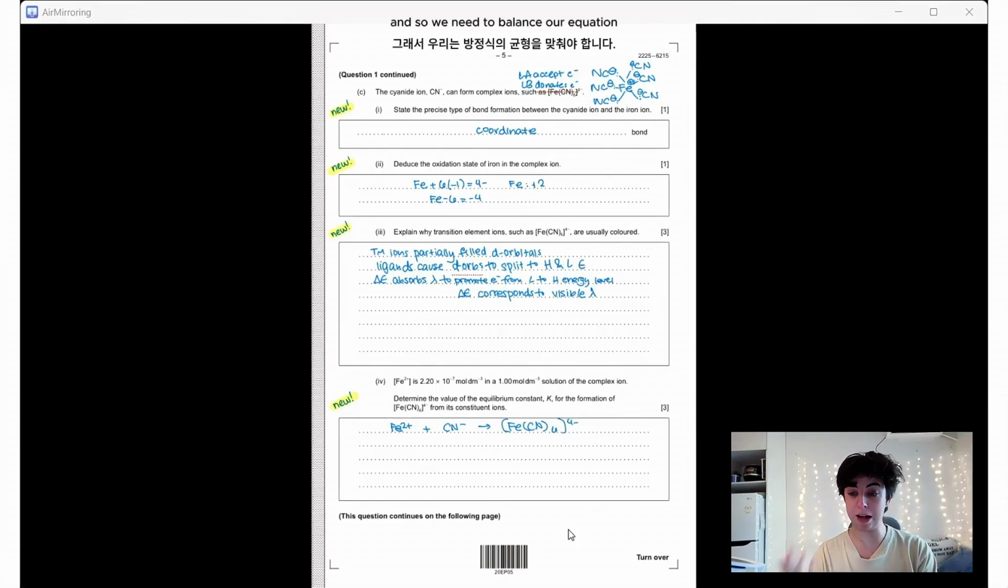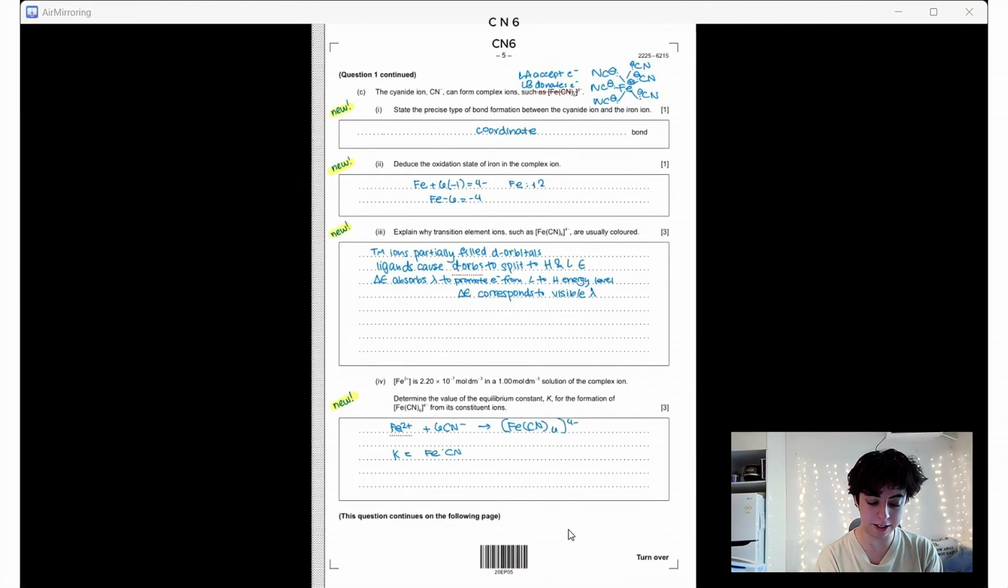And so we need to balance our equation. We need to balance our cyanide, so it'll be 6. Now we can write the equation for the equilibrium constant. So our K is going to be equal to the concentration of Fe(CN)6 4- over the concentration of Fe2+ times the concentration of cyanide to the power of 6.